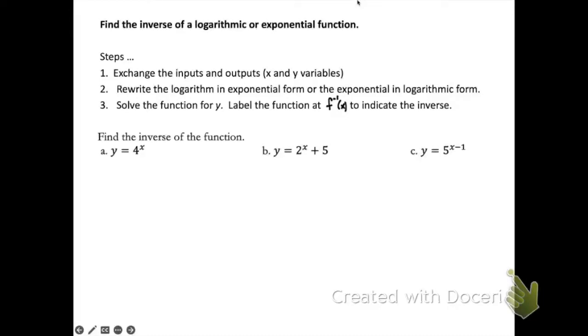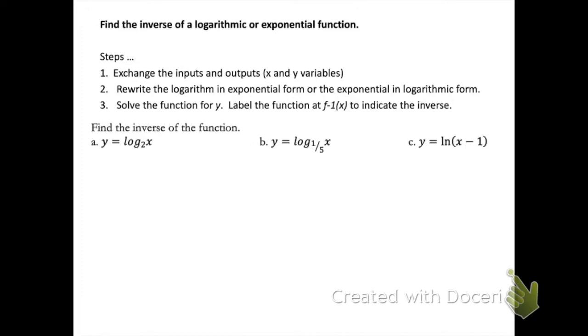Find the inverse of a logarithmic or exponential function. So to find our inverse, we have these three steps. First of all, we're going to exchange the inputs and outputs, our x and y variables. That just means switch them. Second, we're going to rewrite the log in exponential form or the exponential equation in log form, depending on what we're given. And then last, we're going to solve for y and label the function as f inverse of x to indicate that it's the inverse.